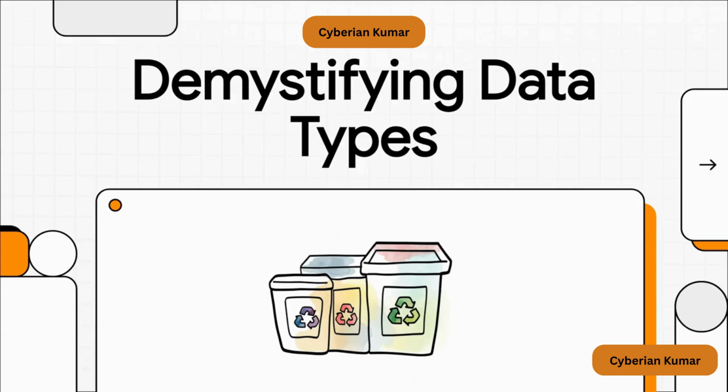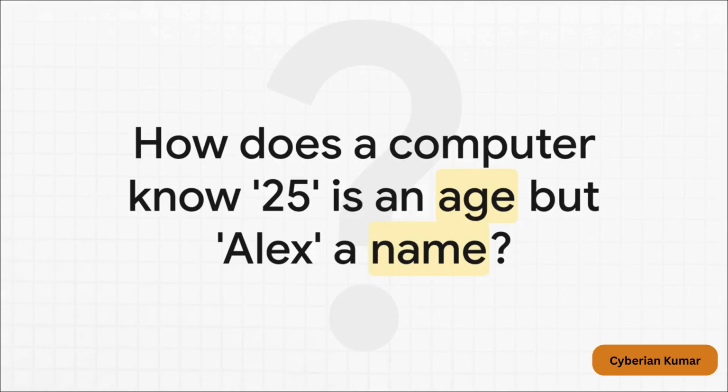All right, let's dive into something that's like the secret language your computer uses every single second: data types. It might sound a bit technical, but trust me, it's the key to understanding how everything on your screen actually works.